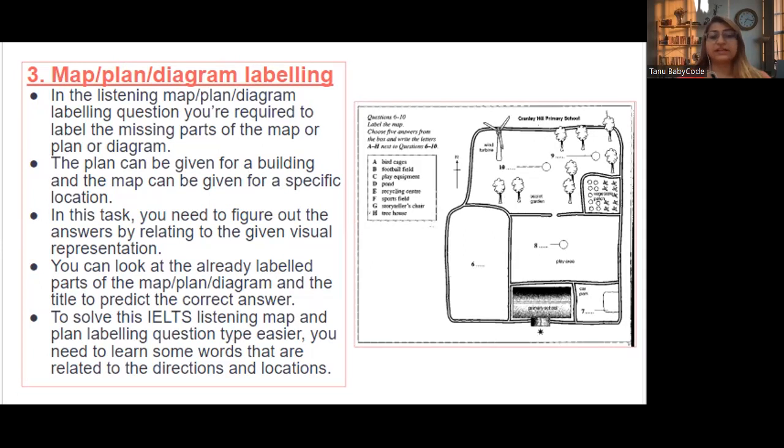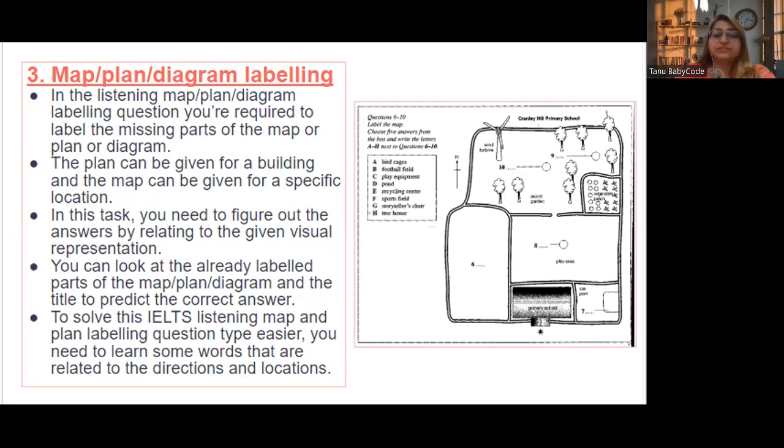Now see the third type of question: map, plan, diagram labeling question. Here you are required to label the missing parts of the map, plan or diagram. A plan can be given for a building, or a map can be for a specific location. In this task, you need to figure out the answers by relating to the visual presentation, because a picture is given here. You will be hearing the recording, and on the basis of that, you have to label the missing parts here, right?